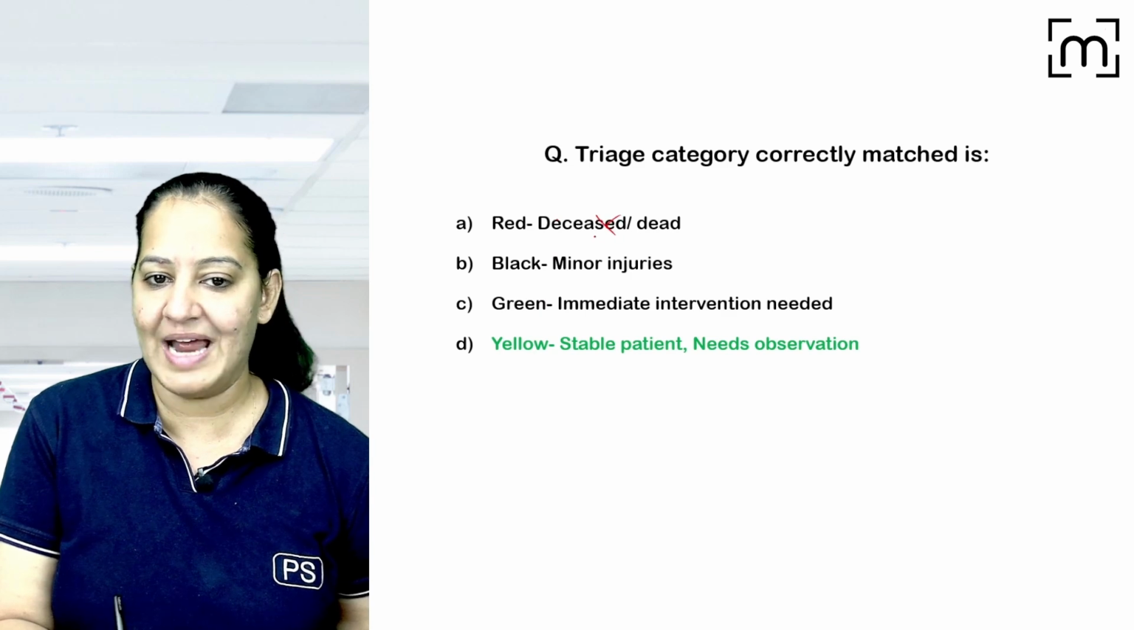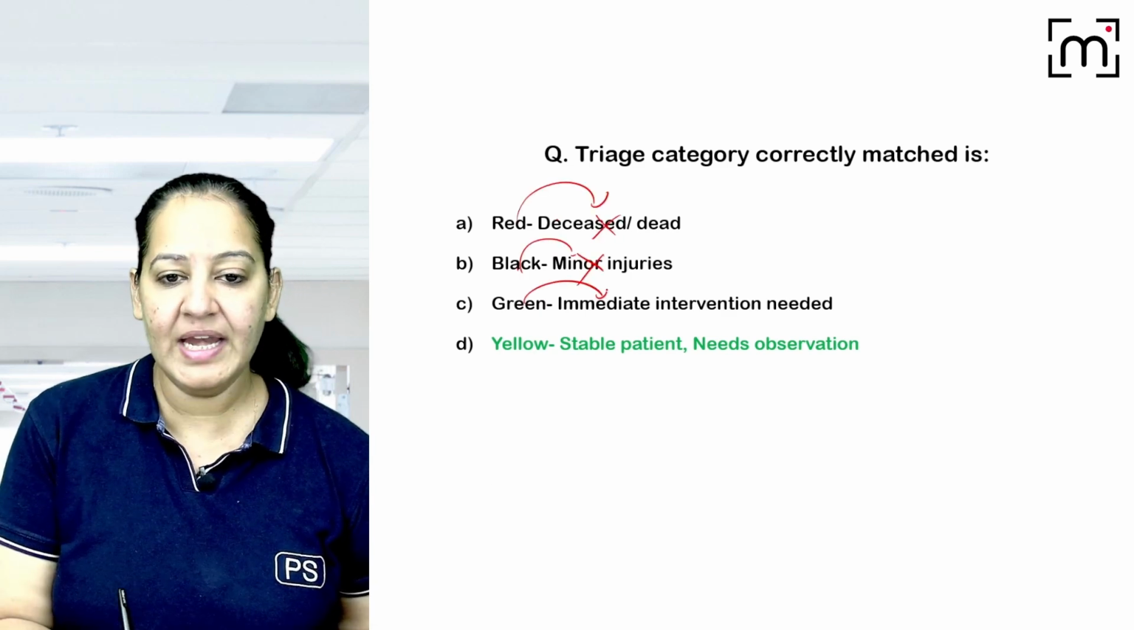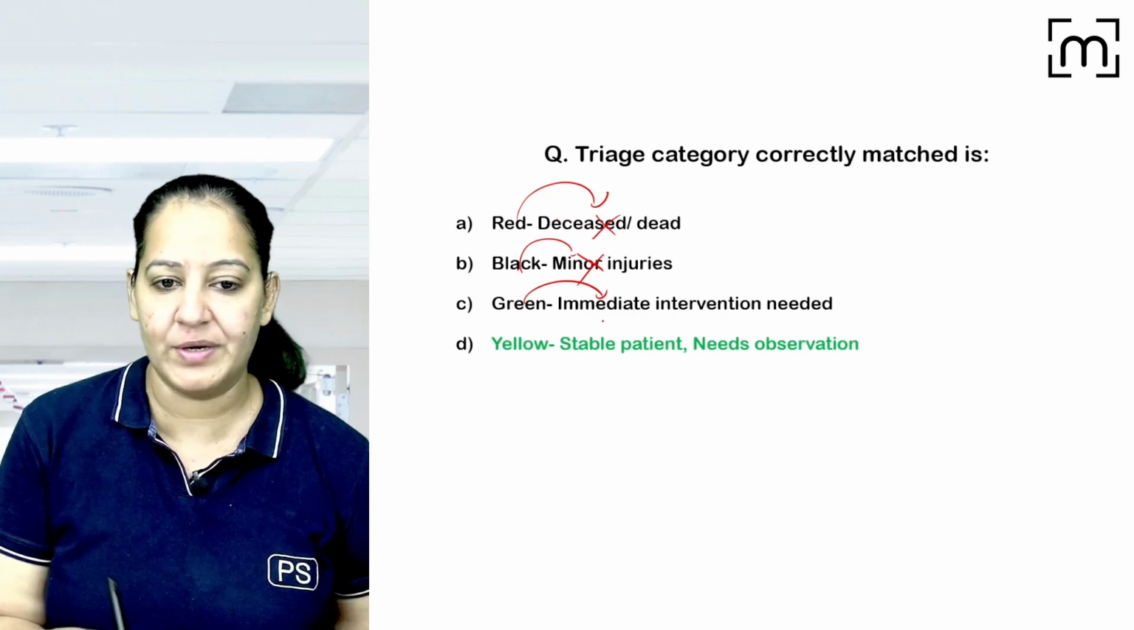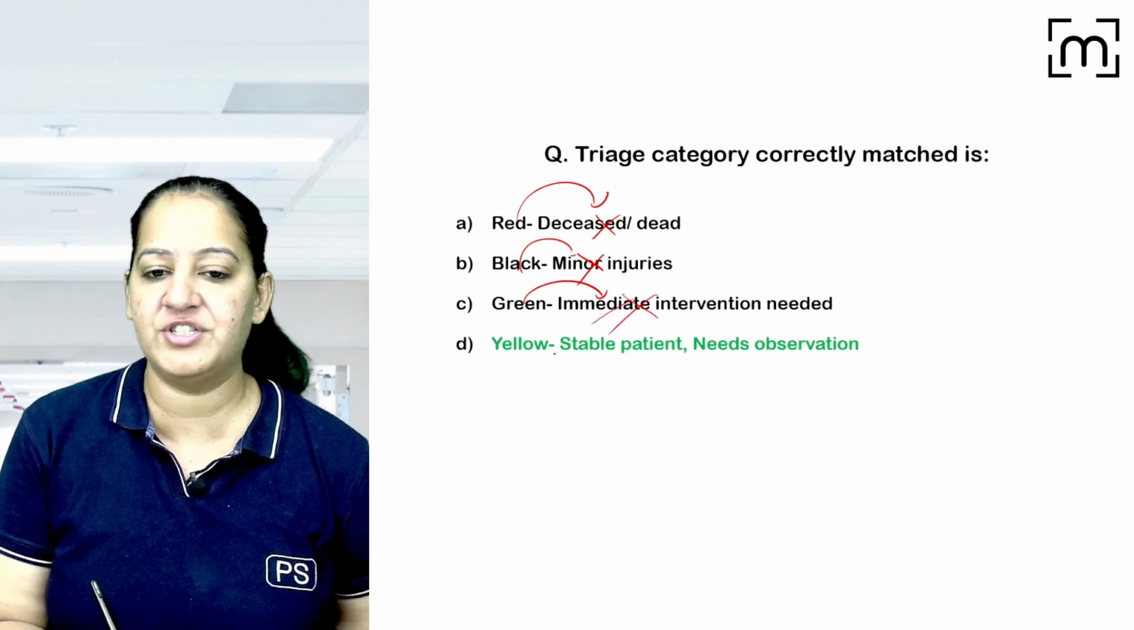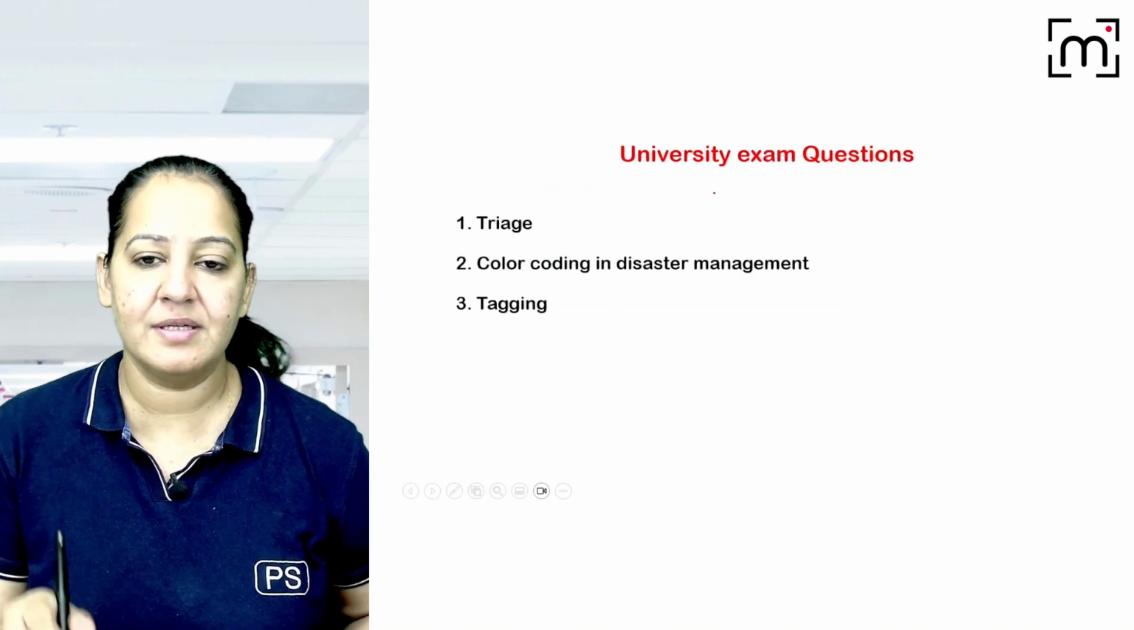Red is not dead. Red is the highest priority. Black is not minor injury. Black is dead. Green is minor injuries. It's not immediate intervention. Yellow is stable patient needs observation only. Right? So that is the thing.